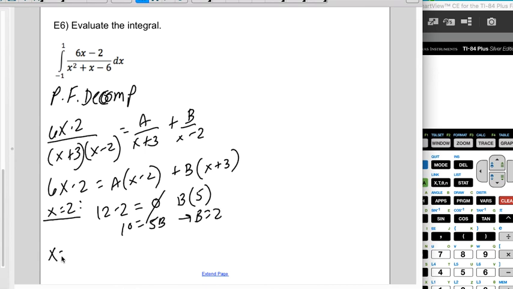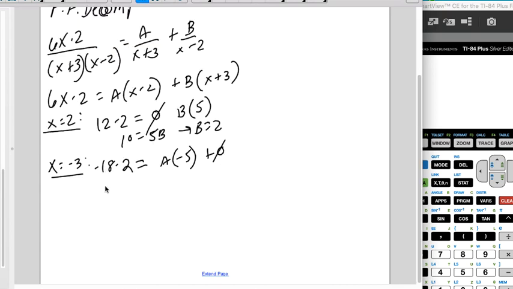When I do x equals negative 3, I'm going to get negative 18 minus 2 on the left-hand side. I'm going to get A times negative 5, and then the B stuff gets wiped out. So I'm going to get negative 20 equals A times negative 5. So I'm pretty sure, that's not a B, that's an A. I get A equals 4.